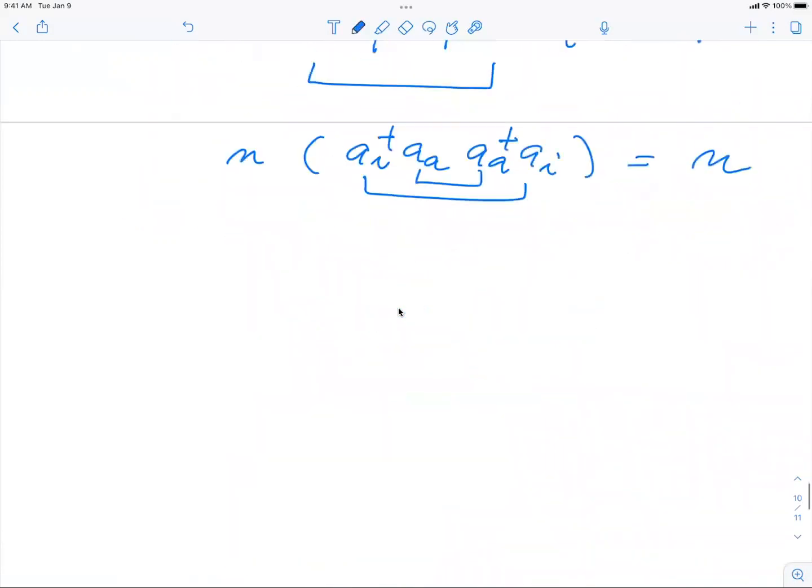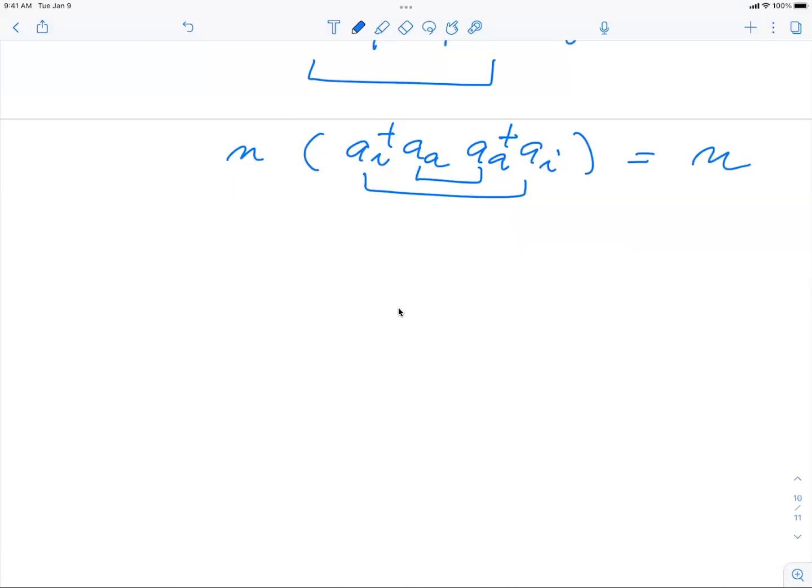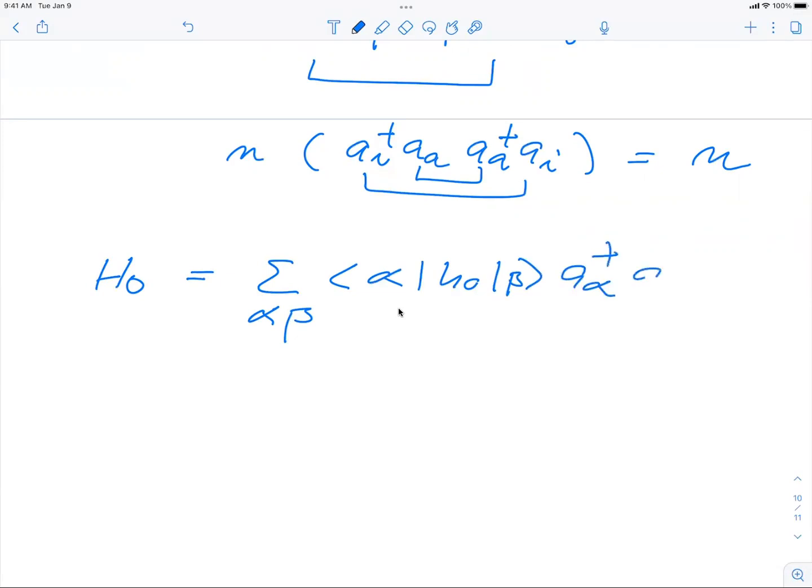Okay, so let's now look at the new operator. And since we're getting a little bit excited now, let's look at H0. And H0, the way we wrote it out, was a sum over alpha and beta. And then we had the matrix element, alpha, H0 to beta. And then we had the creation operator and the annihilation operator. This was the operator, the way we wrote it before.